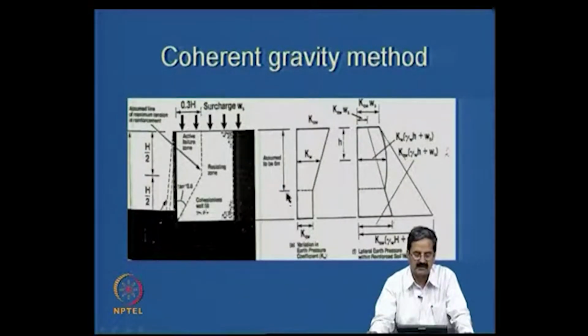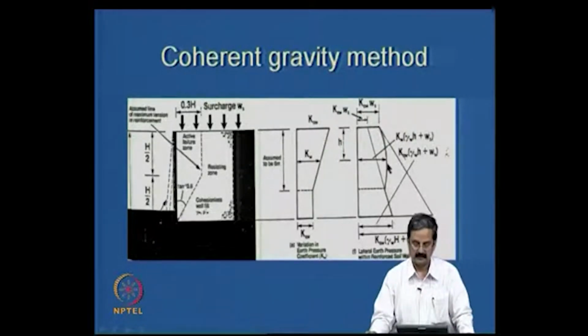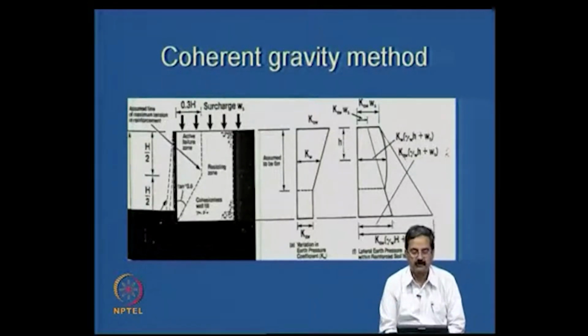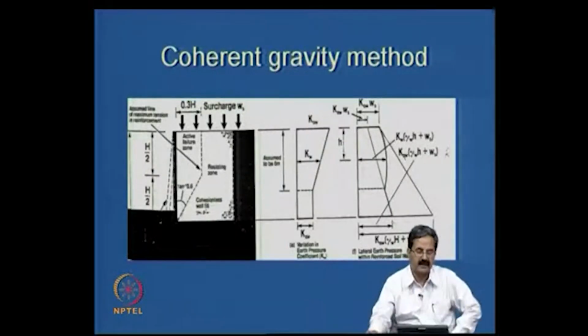Say, for example, if the wall height is 8 meters, you have to assume an earth pressure distribution diagram like this, and the same thing also here, the only difference is that you have the other one superimposed on this. This is the coherent gravity method. What it means is that people have observed that many retaining walls, particularly of smaller heights, are in a state of rest, and even the failure diagram, in fact, people have measured. How do you measure the earth pressure diagram?